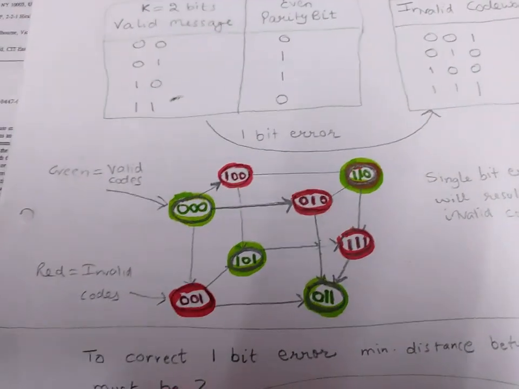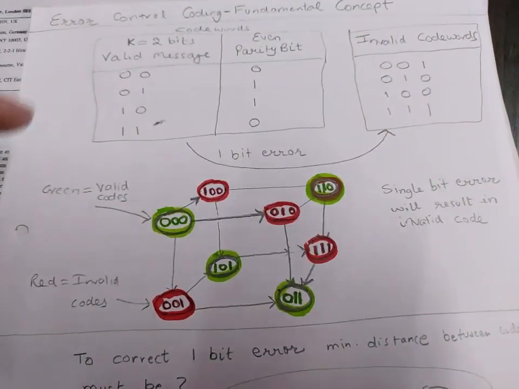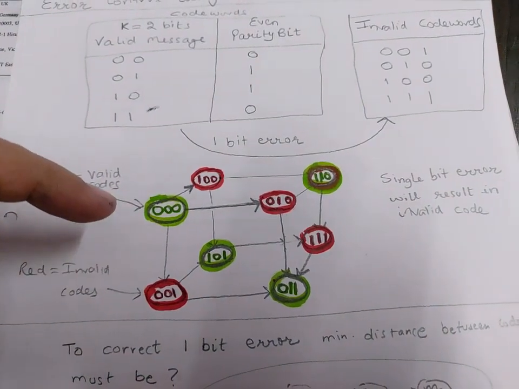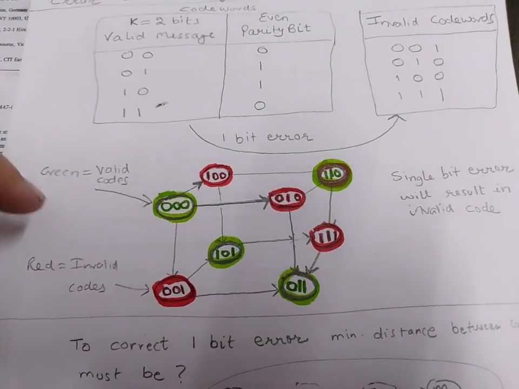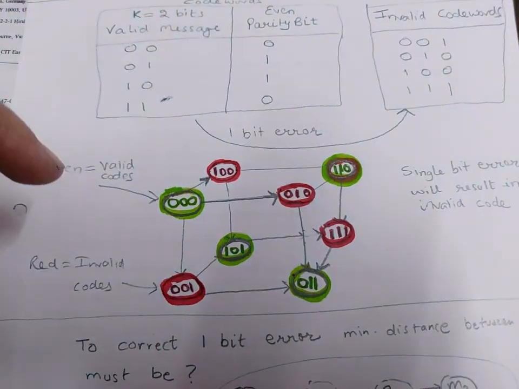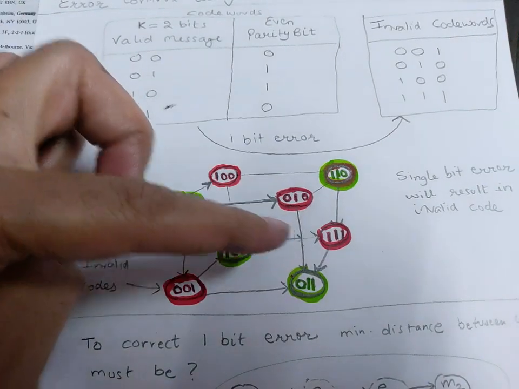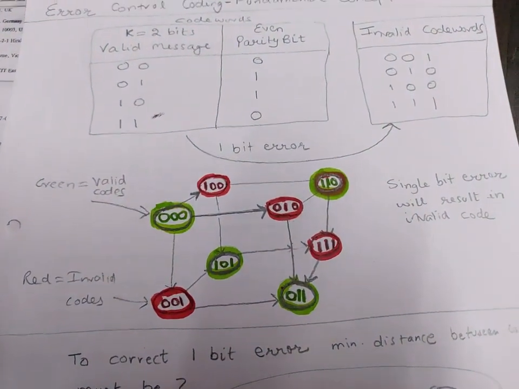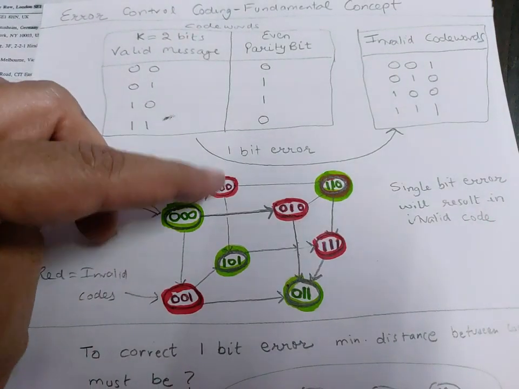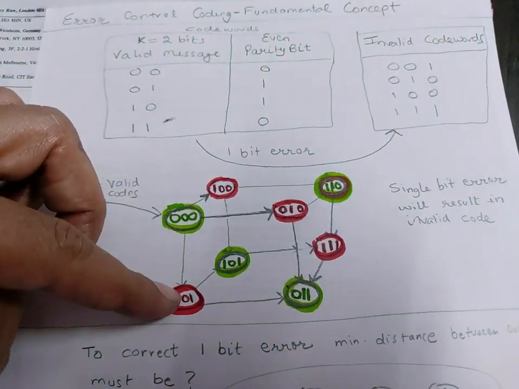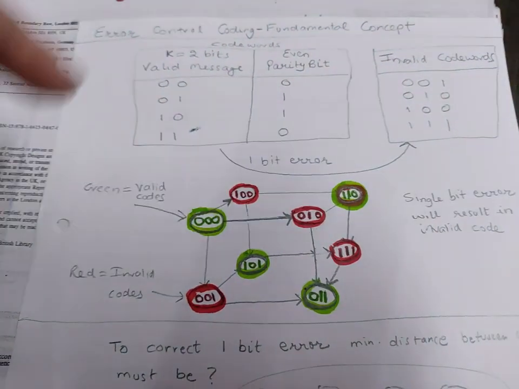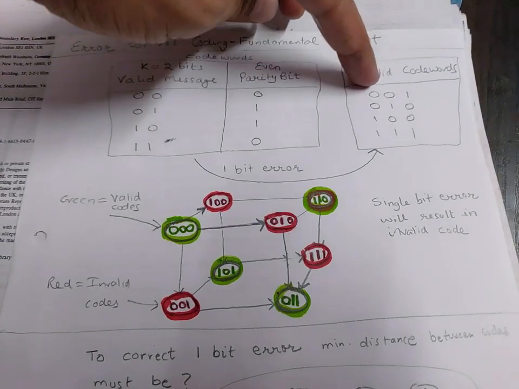Now, how to get this picture in a diagram? We can use an n-cube, in which the valid code words are inside the green circles and invalid code words are inside the red circles. From a valid code word, if a 1-bit error occurs, we can go into 3 different error situations in which all 3 are actually not in the code word set, they are in the invalid code word set.